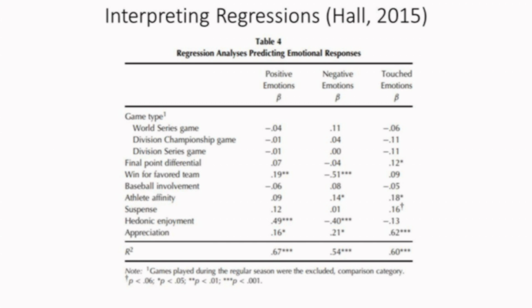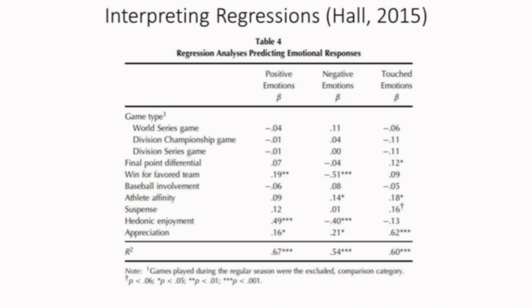So this uses variables to predict emotional responses among sports fans. What we can see here is we have positive emotions as a dependent variable, negative emotions as a dependent variable, and touched emotions as a dependent variable. Now, I don't have the study in front of me, so I can't tell you specifically what touched emotions is defined as, but positive and negative we can look at for the purpose of this exercise.